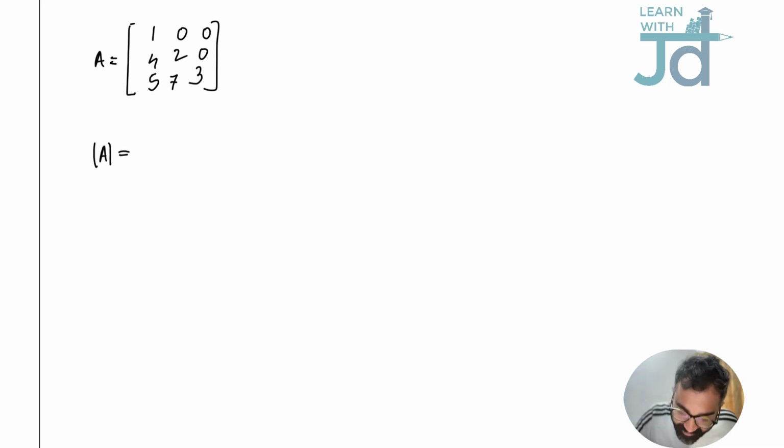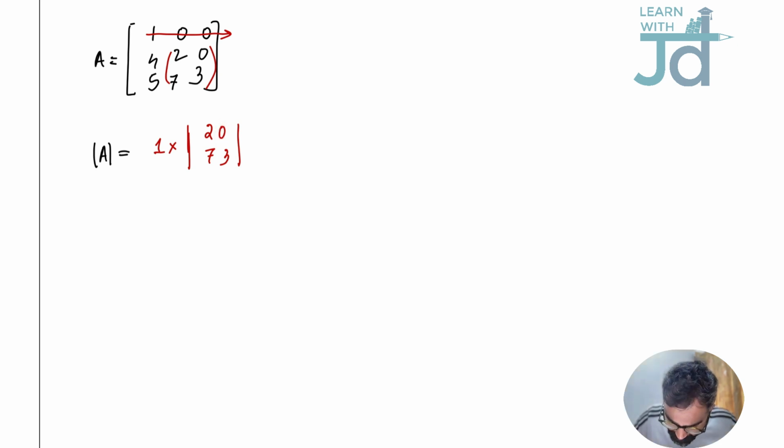What will you do? You will definitely open like this. And if you open like this with 1 and 2, you will again get this, which will be your minor. So 2, 0, 7, 3. Right? And this will again, since this is 0, you can only multiply like this, right? So finally you get 1 into 2 into 3.